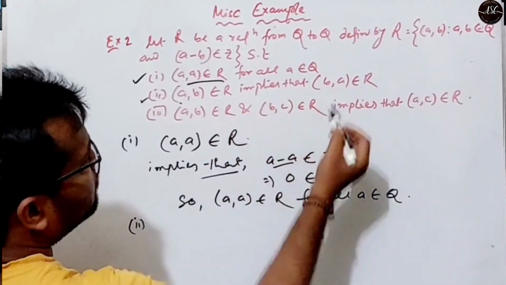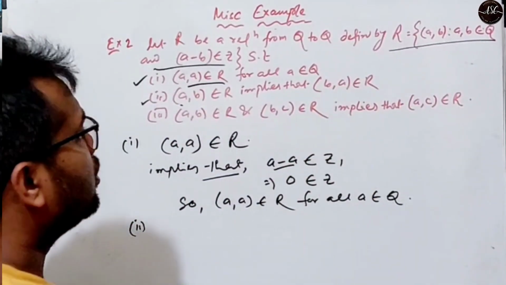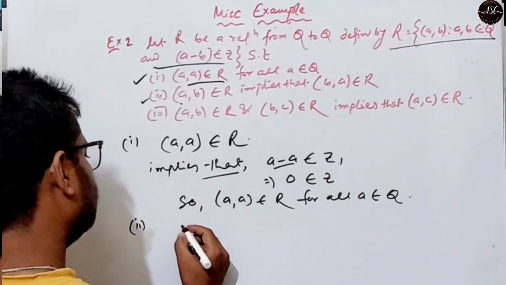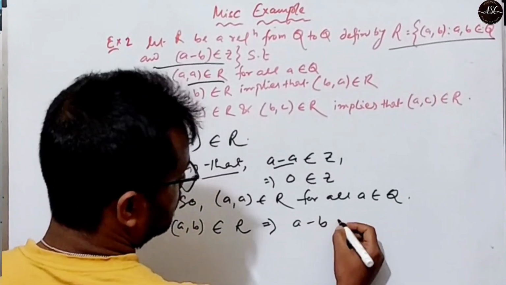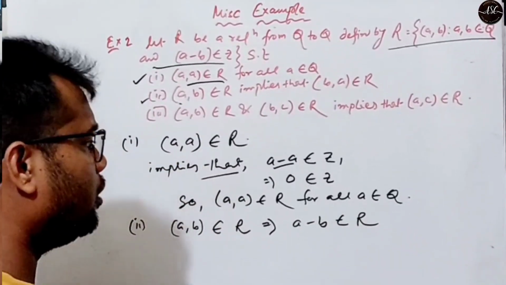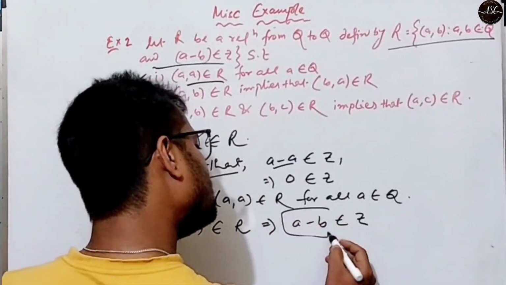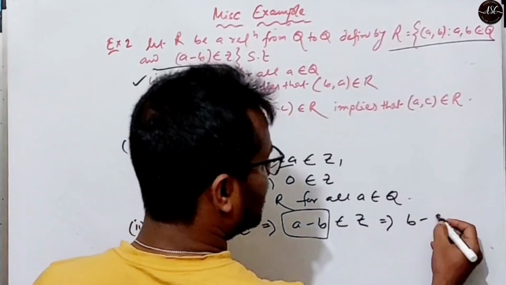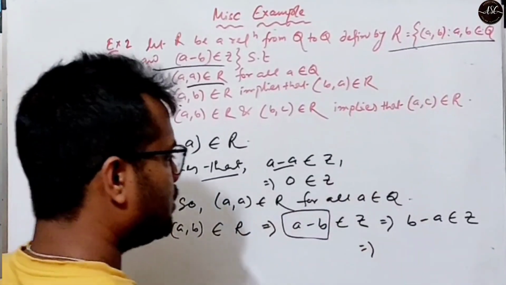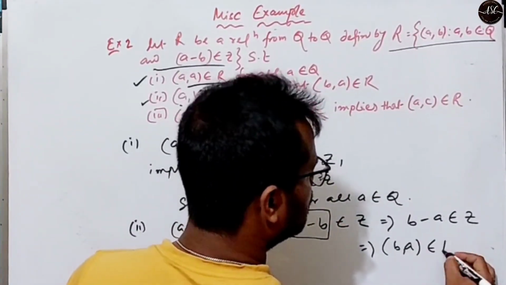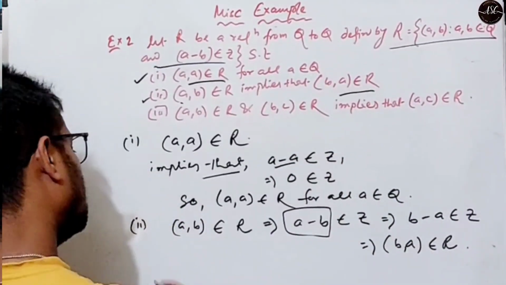(a, b) belongs to R implies (b, a) belongs to R. We have seen from the definition of the relation R that if (a, b) belongs to R, it implies that a minus b belongs to Z. That means if a minus b belongs to Z, this implies that b minus a belongs to Z. If b minus a belongs to Z, from this relation we can write (b, a) belongs to R. So we proved that. Now question number 3.